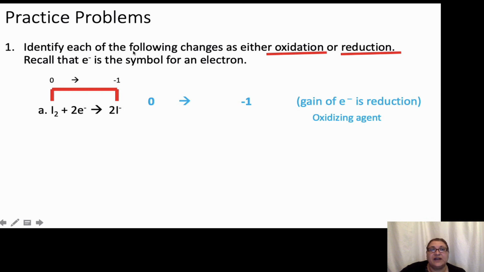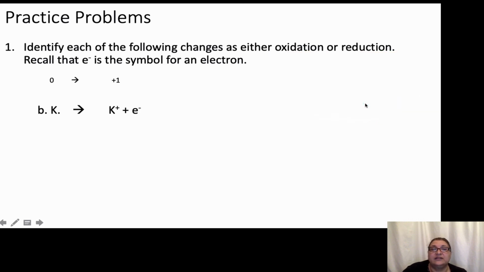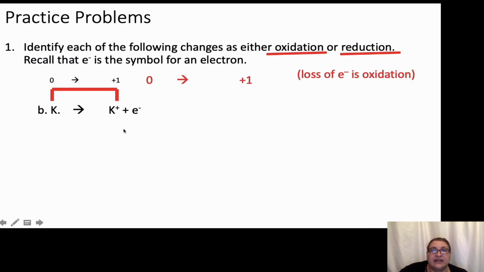So in here, identify each of the following: either it's oxidized or reduced. So again, it goes from 0 to negative 1. That's a gain of electrons, and it's being reduced. And if it's being reduced, then it must be oxidizing the other element. For K, it goes from 0 to positive 1. So that's a loss of electrons. It's going through oxidation, and it's a reducing agent. It's reducing the other one.